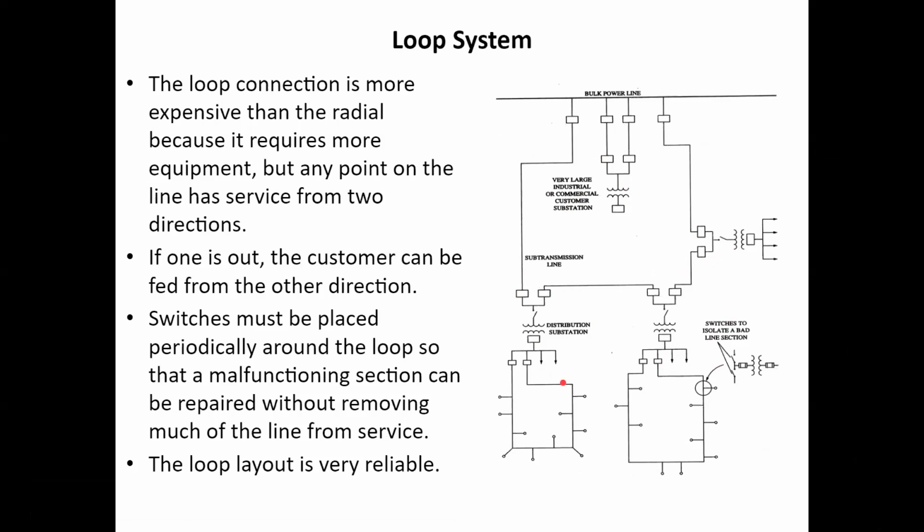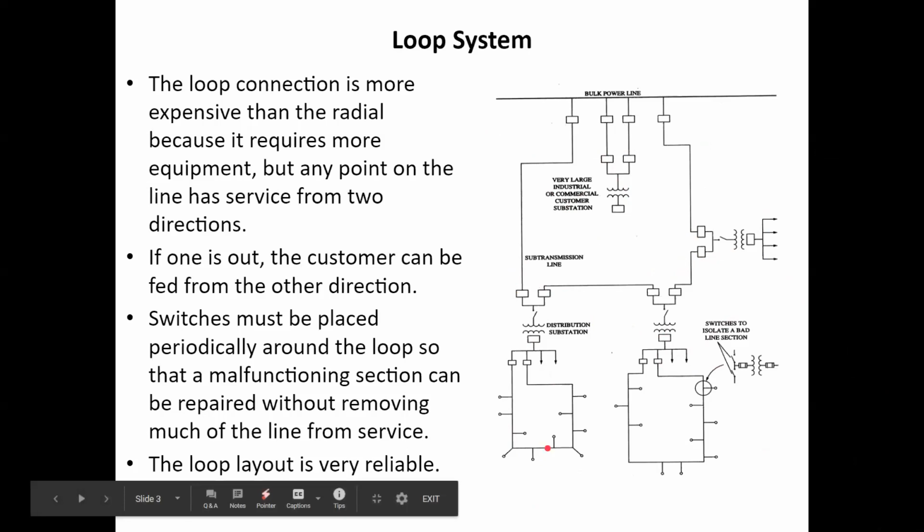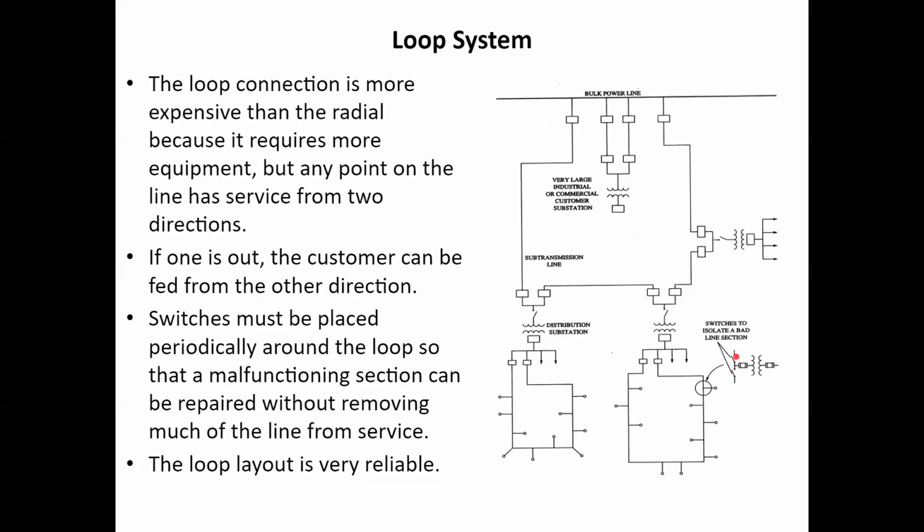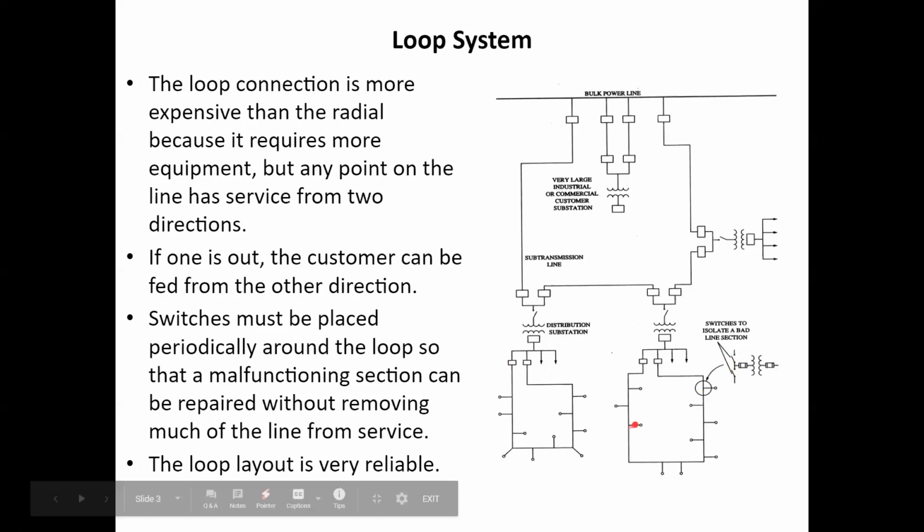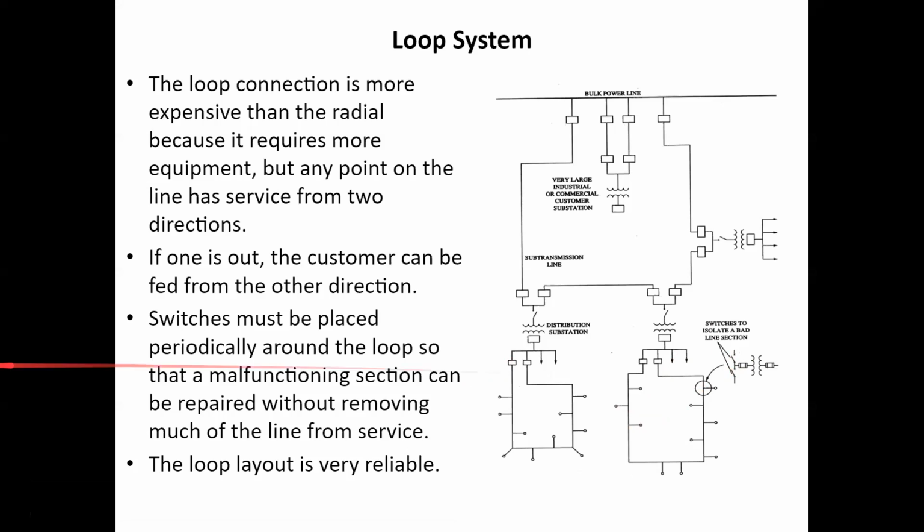Or if something happens here, there is a circuit breaker. This circuit breaker will be closed so that all these customers can be supplied from this side. Like this, for every problem, there will be two circuit breakers on both sides of every connection going out. So at any point, you can supply from at least minimum two directions. Each and every point in the power system is supplied from two different directions so that wherever a problem comes, it can be supplied from the other side, and it is the most reliable type.